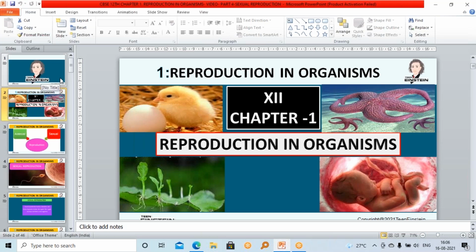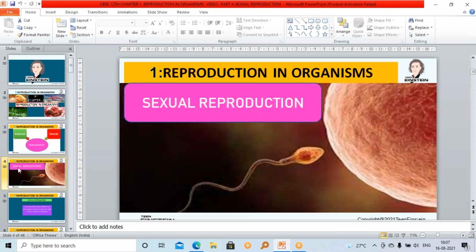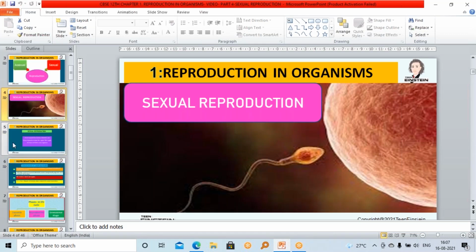Then let's move to the next topic. Next we are moving to sexual reproduction. Reproduction is of two types, asexual reproduction and sexual reproduction. In asexual reproduction, there is no gamete formation. But in sexual reproduction, formation of gametes takes place. That's the difference between asexual and sexual reproduction. In this, sexual processes are there. In asexual reproduction, there is no sexual process. So let's move to sexual reproduction in detail.